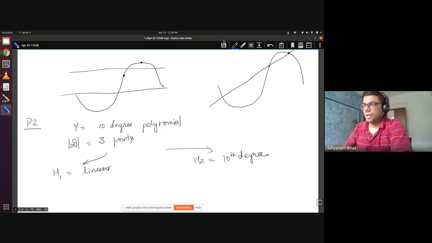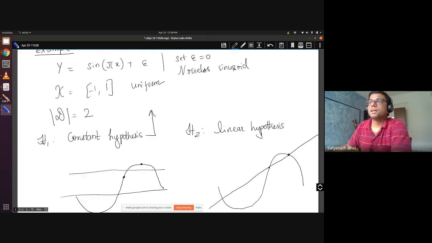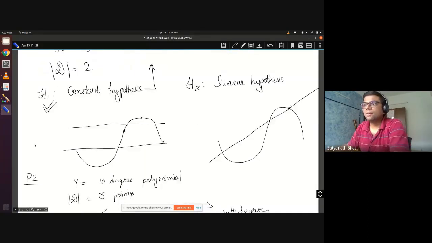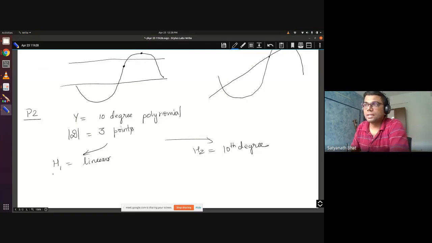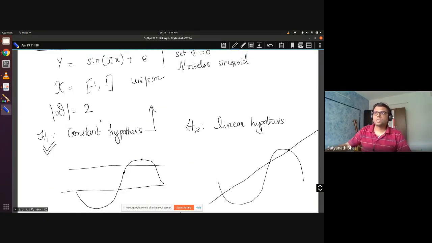Actually it turns out we will show it properly in the next class. For problem number 1, we will show that the constant hypothesis is a better learning algorithm, and for problem 2, we will show that linear is a better thing. The idea is whenever you are given some resources, your model complexity should match the resources given. For a linear model, you are learning 2 parameters. For a constant model, you are learning 1 parameter.